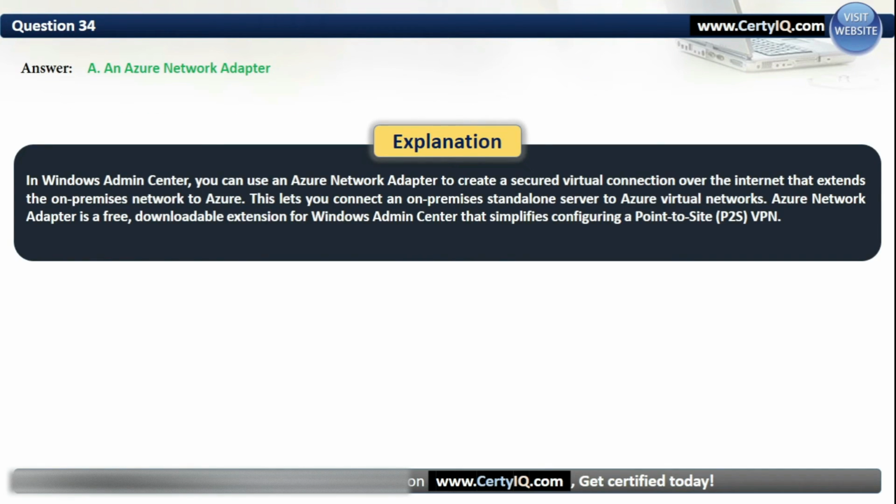In Windows Admin Center, you can use an Azure Network Adapter to create a secured virtual connection over the internet that extends the on-premises network to Azure. This lets you connect an on-premises standalone server to Azure virtual networks. Azure Network Adapter is a free, downloadable extension for Windows Admin Center that simplifies configuring a point-to-site VPN.